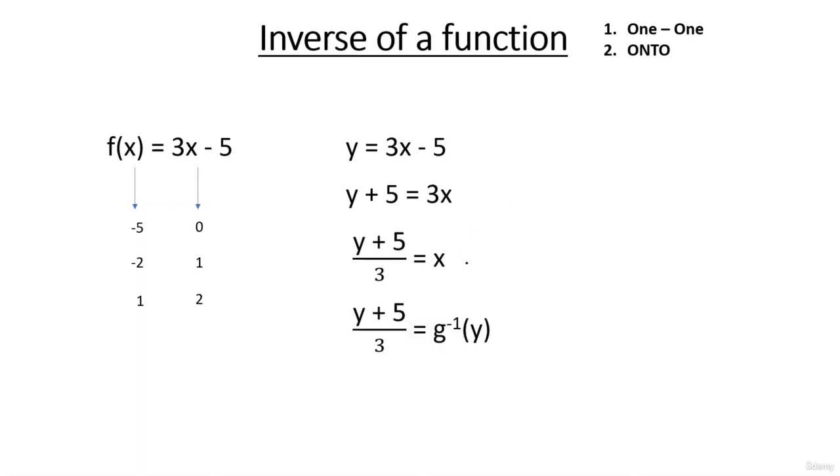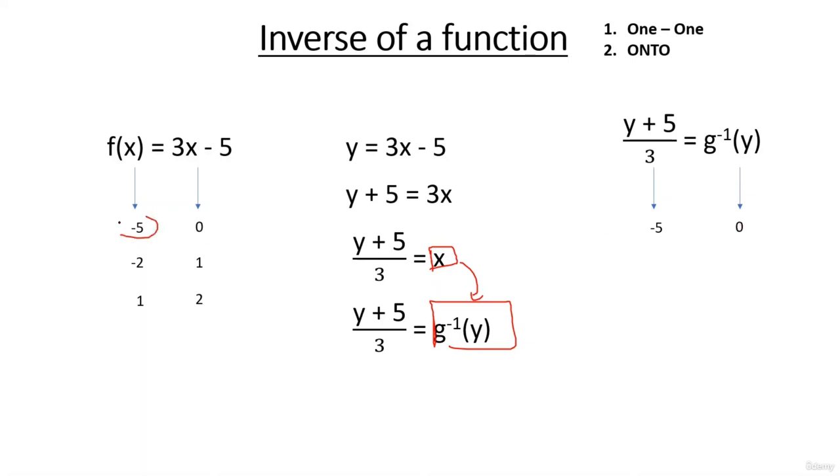Okay, now this x is nothing but the inverse of the given function, g inverse of y. Now, what do we observe here, guys? When I put y equal to -5 in this particular equation, -5 plus 5 is 0, upon 3 will give you 0. Okay, I get exactly what I needed. In the independent variable, if I put -5, I will get the dependent variable as 0.